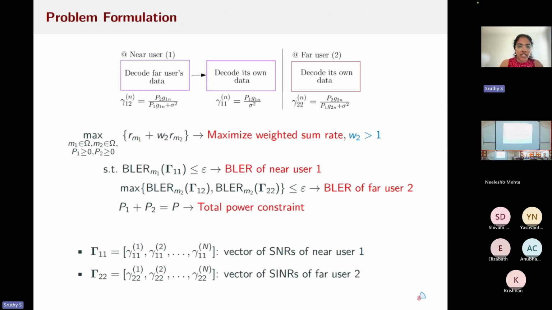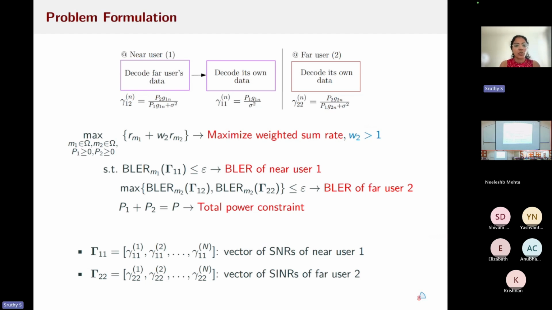Before moving into the problem formulation, let's first look into the SINR or SNR expressions at the near and far user. Here, we are using farthest to nearest decoding. So at the near user, it first decodes the far user's data. On the nth physical resource block, we can write the SINR as signal power divided by interference from the near user on the nth physical resource block plus noise power, and then it decodes its own signal without any other interference. So its SNR expression is shown here. Similarly, at the far user, it decodes its data in the presence of interference from the near user. So that's why this interference term is coming up.